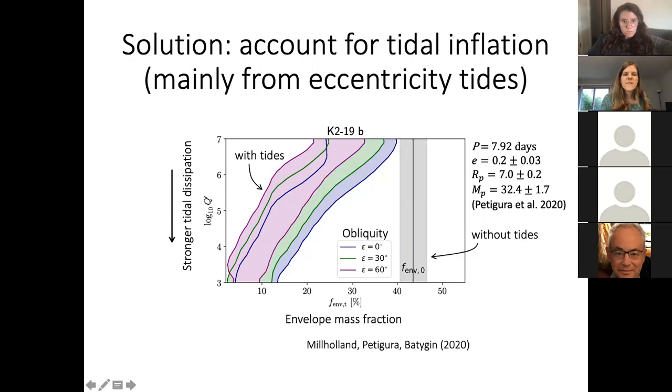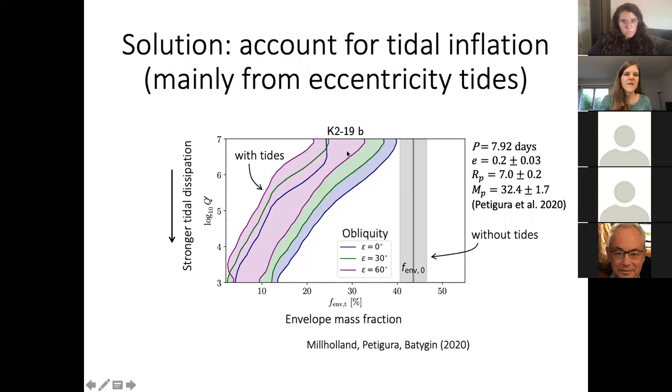So basically, the planet is less envelope rich than it originally seemed after we account for the fact that its envelope has been inflated a bit from tidal heating. And the more dissipative the planet is, so lower Q factors, the smaller envelope that we need to match the observed radius of the planet.